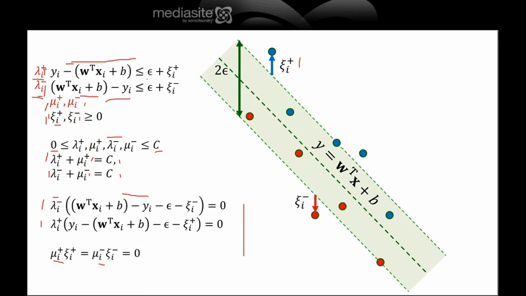let me repeat that again. If the constraint is active, that is, it's an equality, then lambda I plus is greater than 0. Likewise, if this constraint is active, it's equal, then this lambda I plus is greater than 0. Otherwise, for inactive constraints, when they are strictly less than, then lambda I minus or lambda I plus, as the case may be, they are equal to 0.